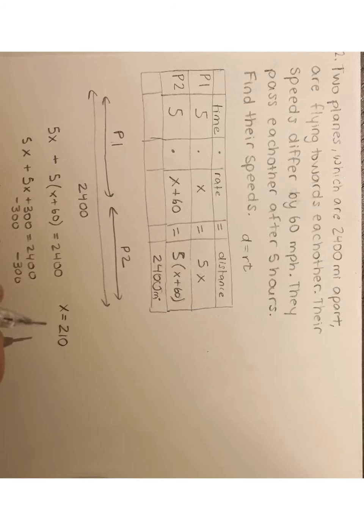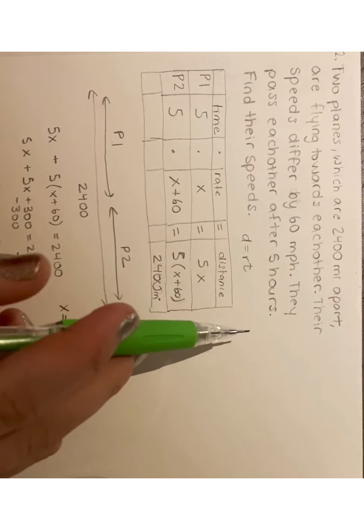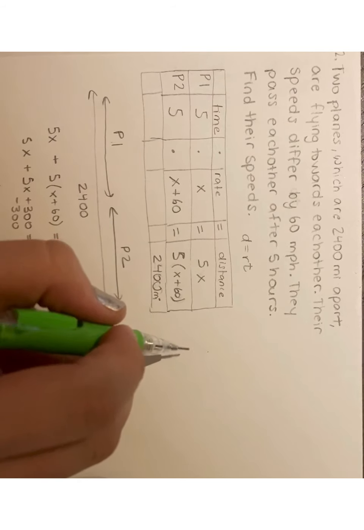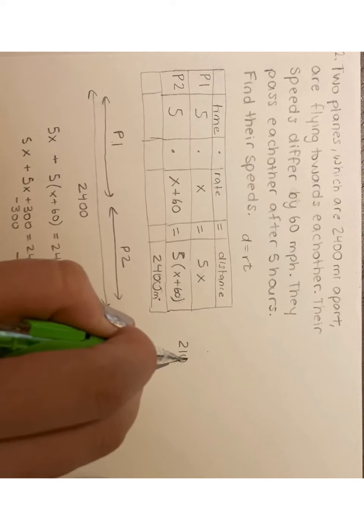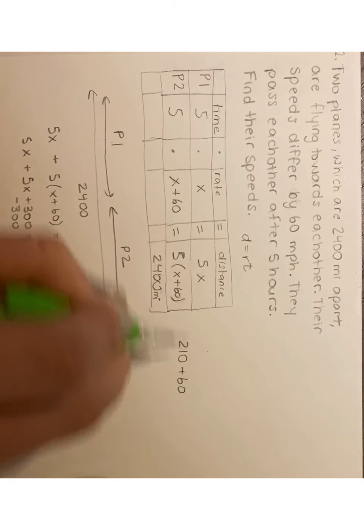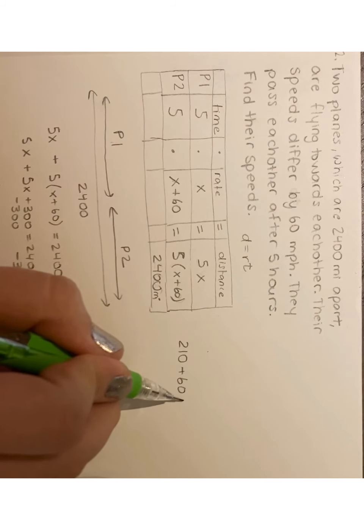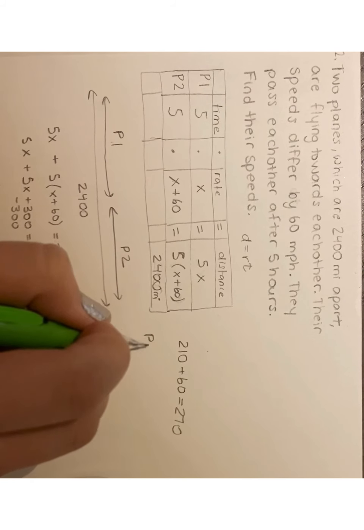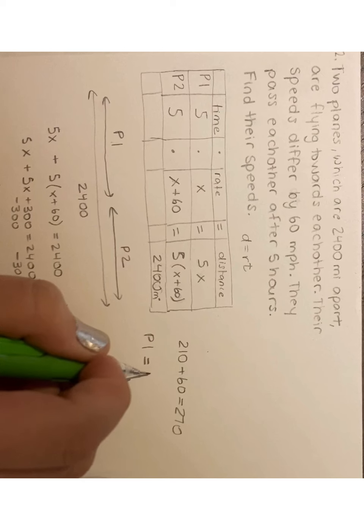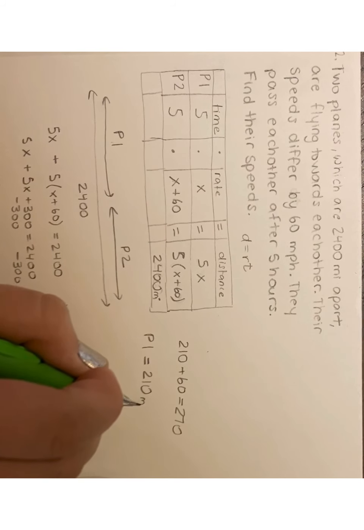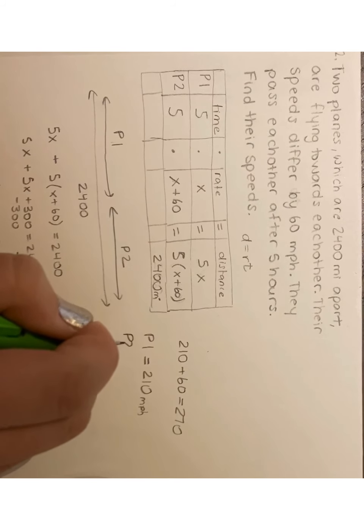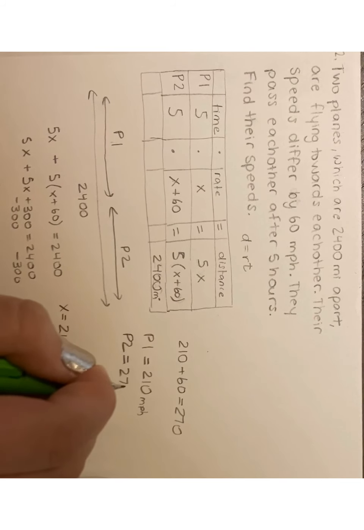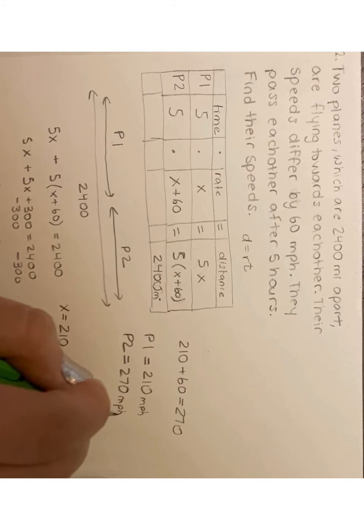So that means that one plane's speed is 210 miles per hour. Then we can determine the other plane's speed by doing 210 plus 60, which is plane 2. That's going to equal 270. So plane 1 is going at 210 miles per hour, and plane 2 is going at 270 miles per hour.